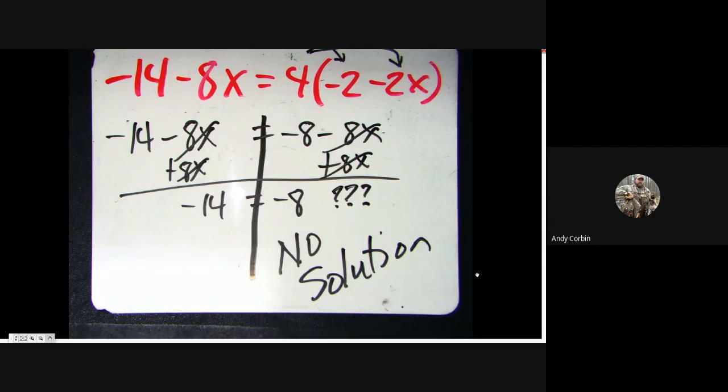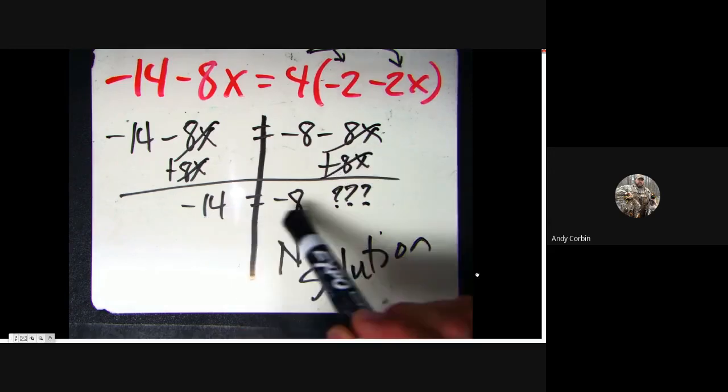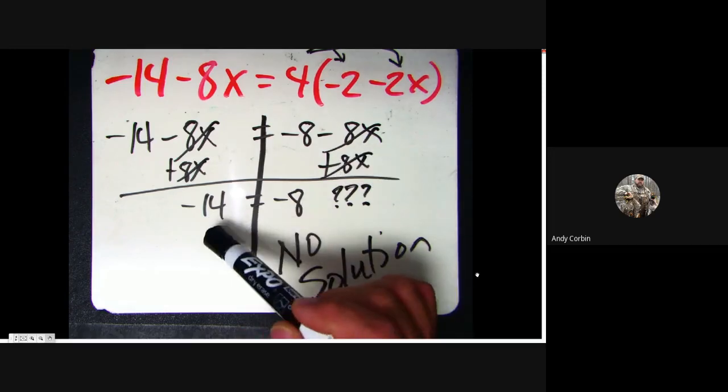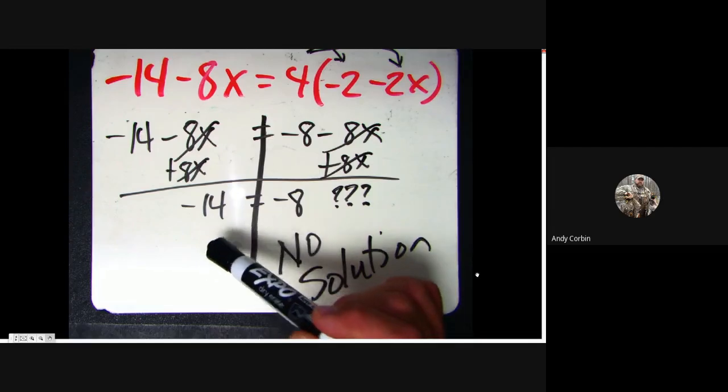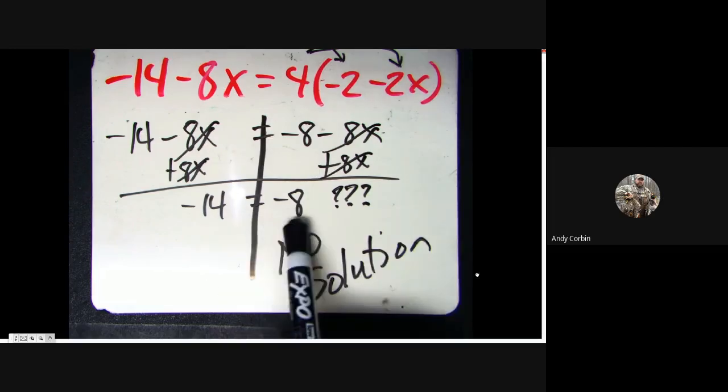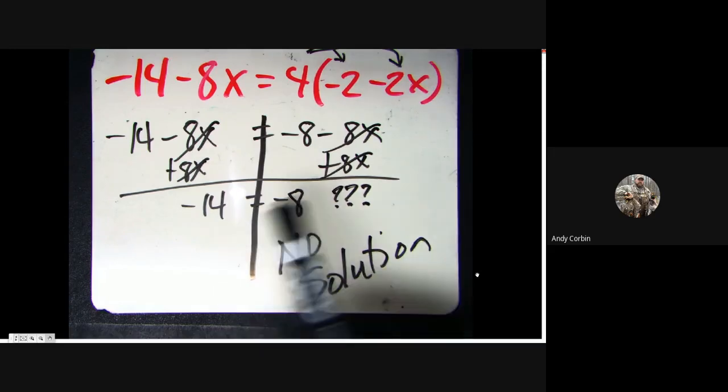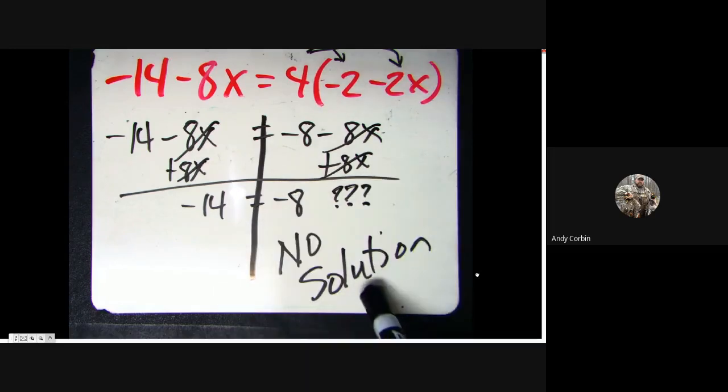So again, variables cancel out. I get something that's never true. Maybe 5 equals 0. Maybe 2 equals -1. Maybe 9 equals 10. You know that that is not true. Variables are gone. I know there's no solution. Okay?